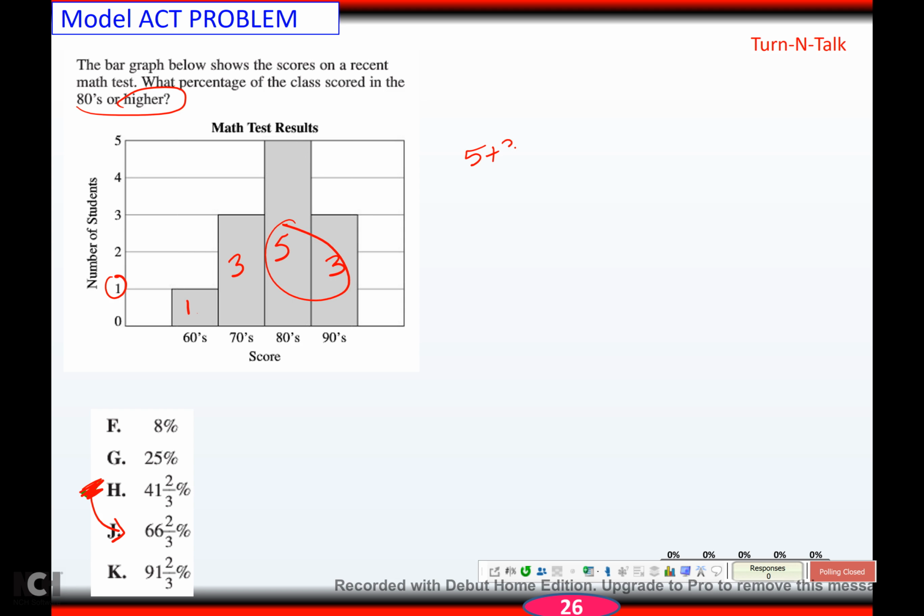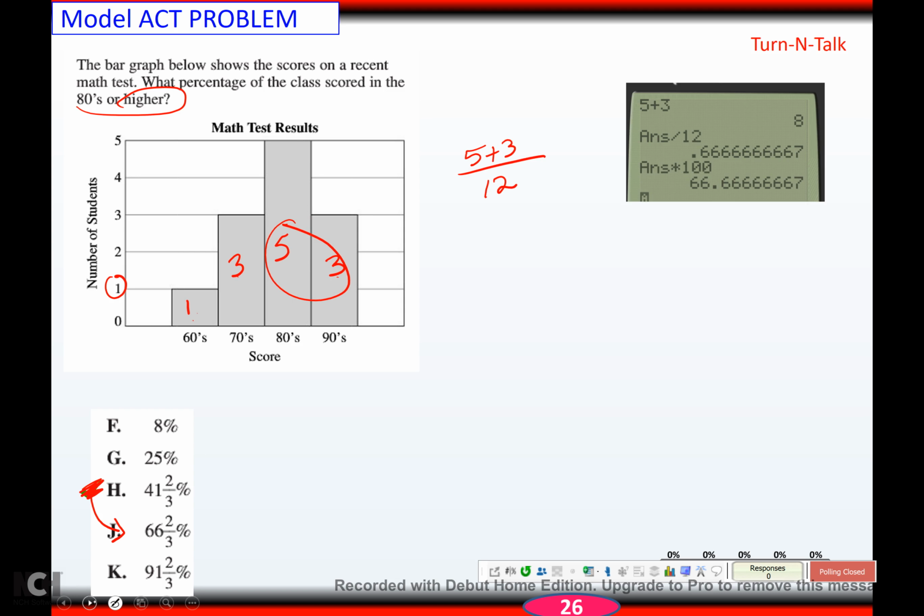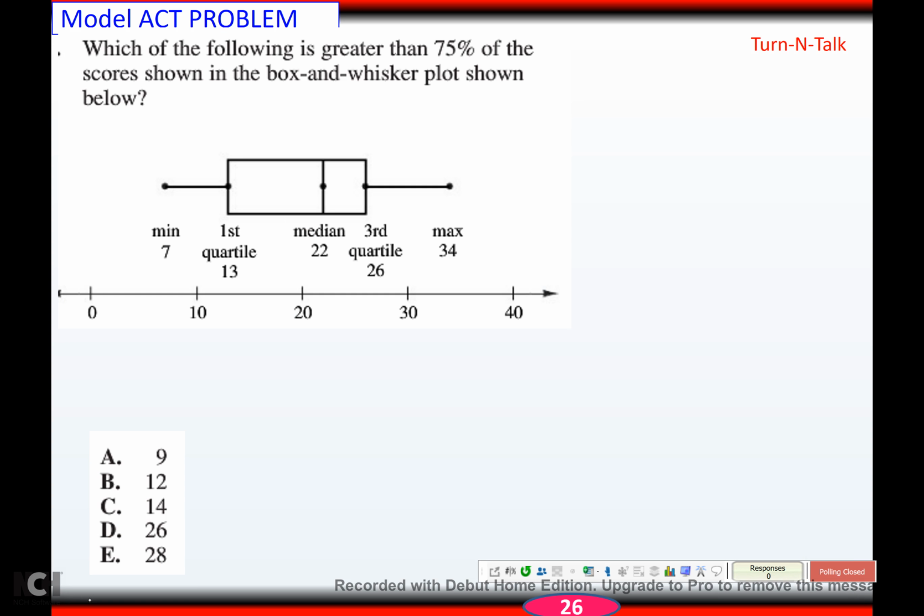So I have 5 plus 3 divided by the number of kids, which is 1 plus 3 is 4, plus 5 is 9, plus 3 is 12. So I have 8 divided by 12, which is 0.66666. Percentage, make it times 100, move it over 2 places, is 66.6 repeating, and you should just memorize that 0.6 repeating is the same as 2/3. So my answer should be 66 and 2/3. Alright, try this one, hit pause, come back when you're ready.